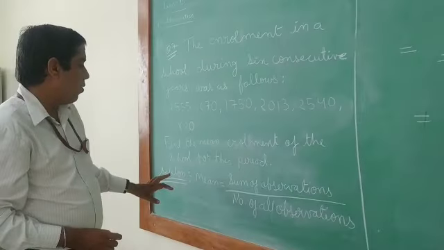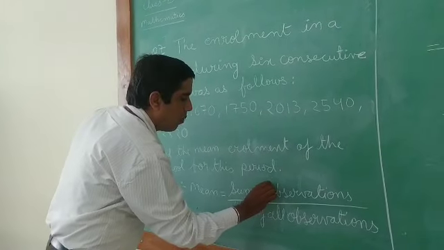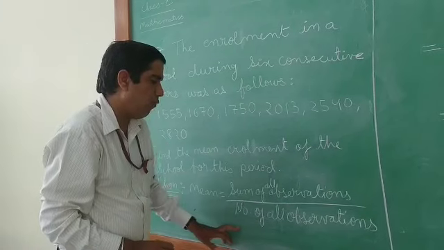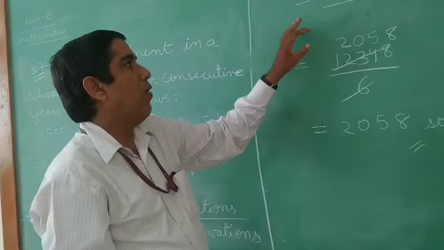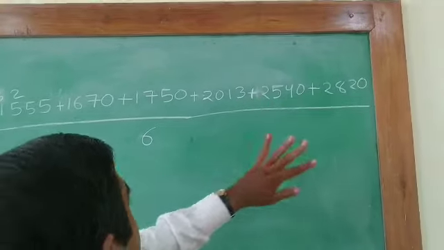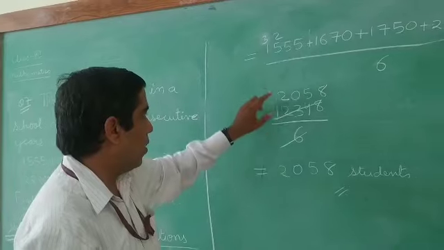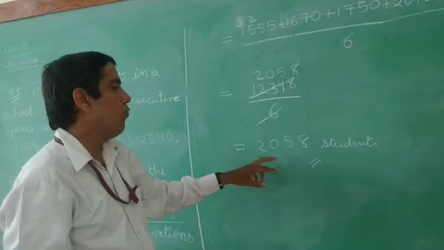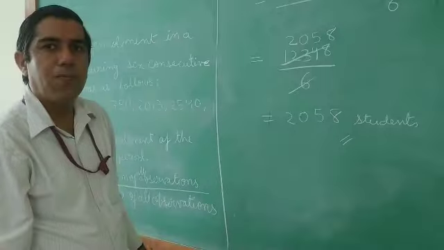Let me discuss this question once again. Mean is equal to the sum of all observations upon the number of all observations. And here I have done it: the 6 observations are there, 1, 2, 3, 4, 5, 6. And you can see here, 3 will come, and that way you can see the calculation. And the answer is coming 2058. So after cancellation, I got the answer 2058 students, and this question completes here.